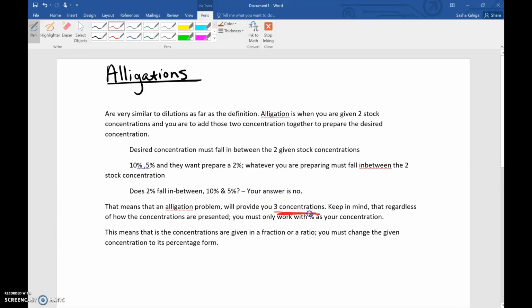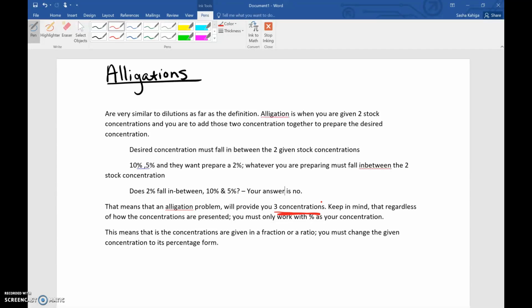Allegation problems are going to provide you 3 concentrations, but keep in mind that regardless of how the concentrations come, whether it's a percentage, fraction, or a ratio, and it may even come in words like water. Water is 0%, all right? Base cream is 0%, all right? Regardless of how it comes in allegations, we always work with percentages. We're basically dealing with those whole numbers.